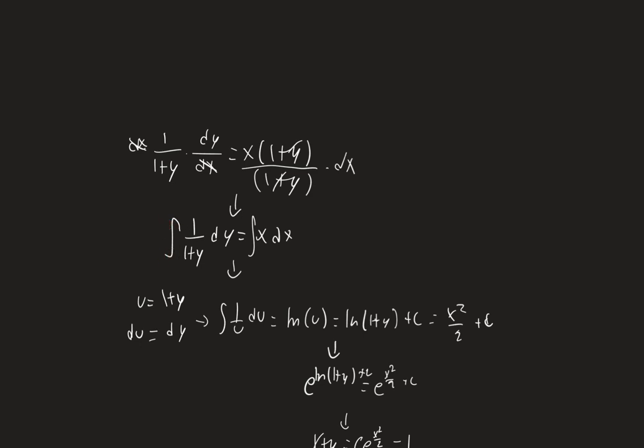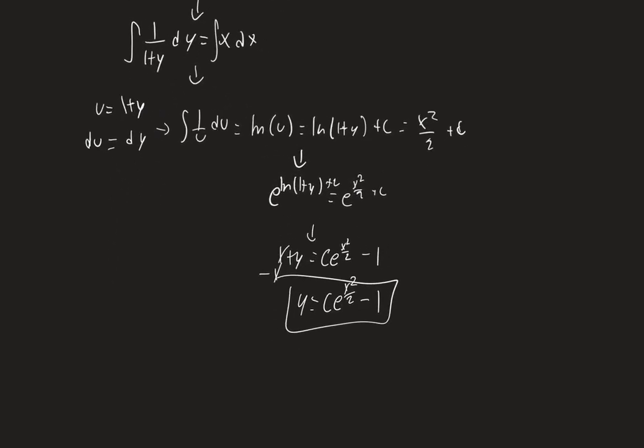Then we integrate both sides. You use u substitution for this side, where u is 1 plus y, and then du is dy. You get the integral of 1 over u du, which is ln u. You replace u with 1 plus y, and you have ln 1 plus y plus c is equal to, and then the integral of x dx is just x squared over 2 plus c.